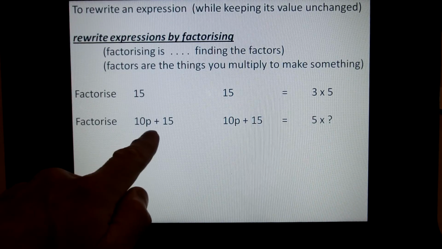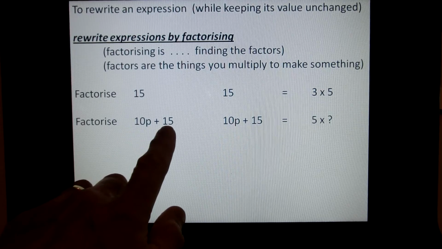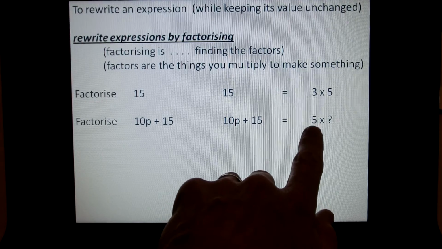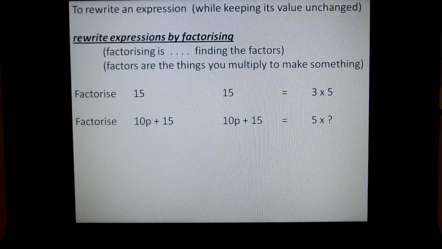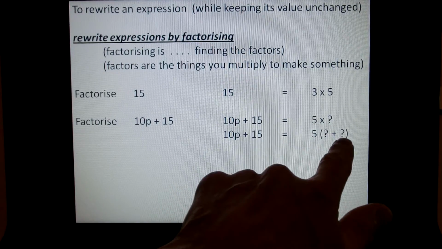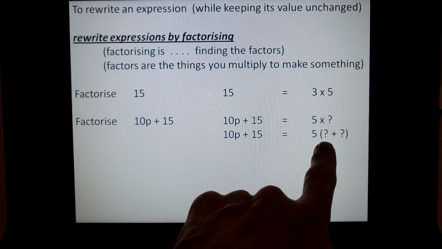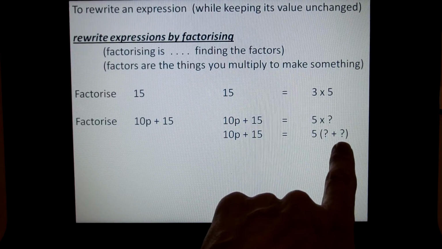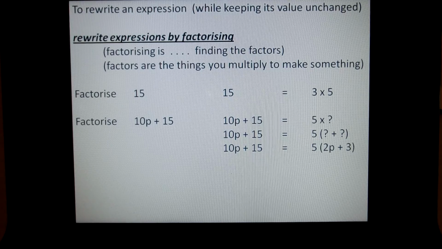If you're asked to factorize this, you have to think what goes into 10 and into 15. And 5 will go into both those things. So it's going to be 5 times something, but what's the something going to be? If you think about it, there's no way it can be a single thing there. It has to be a 2-part thing. So 5 times what makes 10p? The only thing that can go there is 2p. And 5 times what makes 15? The only thing that can go there is 3. So that is how you factorize 10p plus 15.